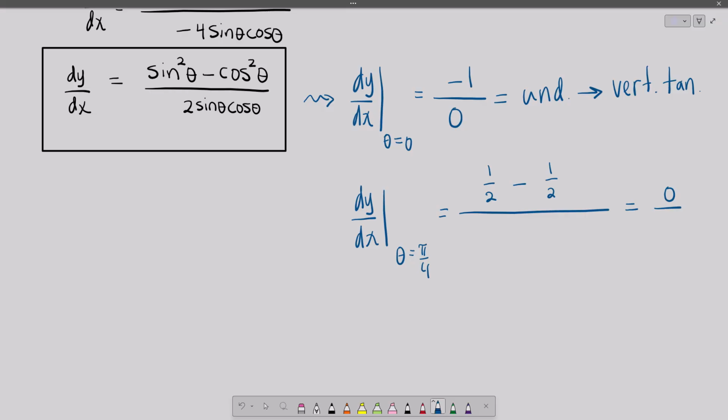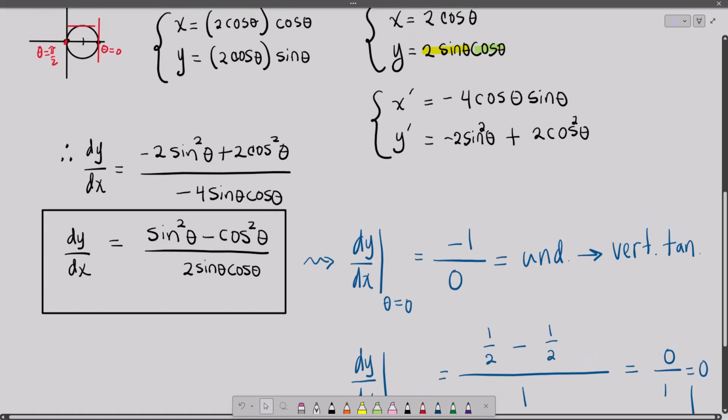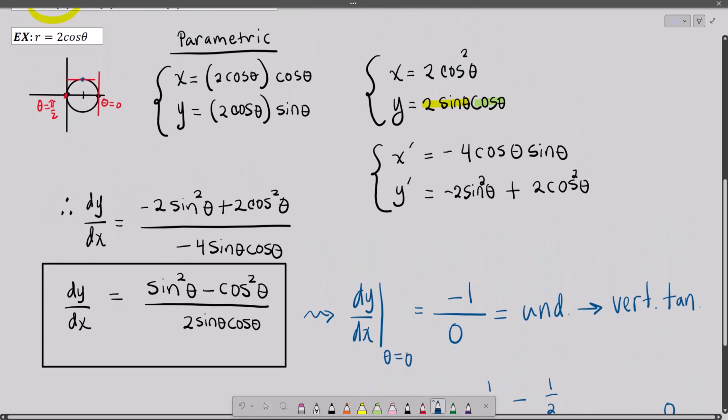We're going to get 0 unless the denominator is also 0. Let's see. So denominator is not 0 though. So 1 over root 2 here, 1 over root 2 there. So these two multiply together to 1/2. And then 1/2 times 2 is going to be 1. So this is going to be 0 over 1, which is 0. So that is going to correspond to a horizontal tangent. So sure enough, this point right here is in fact plotted when theta is pi over 4.